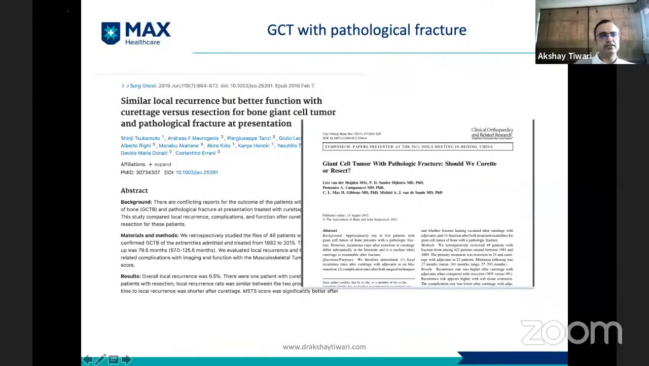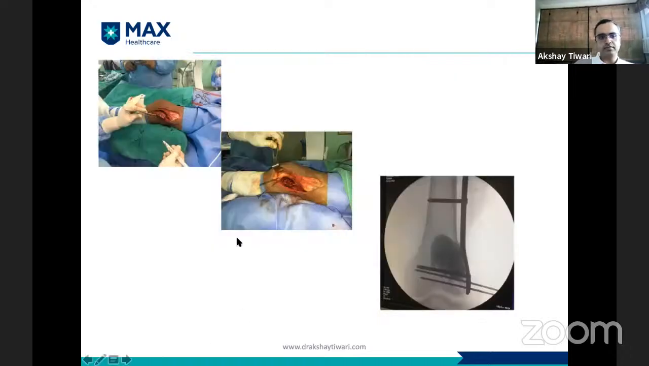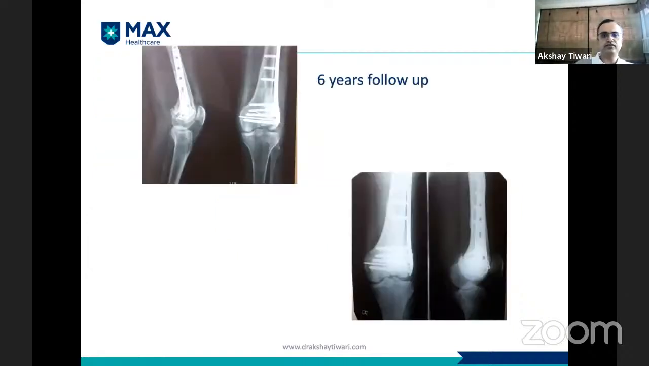What about pathological fractures? Of course, pathological fractures are again a relative contraindication and have conventionally been kept as something that should not be treated with curettage. But again, we have some body of literature pointing towards curettage being possible and having acceptable results as compared to resection, particularly in the younger patients. This was a patient with a pathological fracture. This was operated again about 6 years back or even more. And after all the counseling, curettage and fixation of the fracture was resorted to. And that's the follow-up 6 years later. We do have some osteoarthritis developing, but the patient still is doing fine.